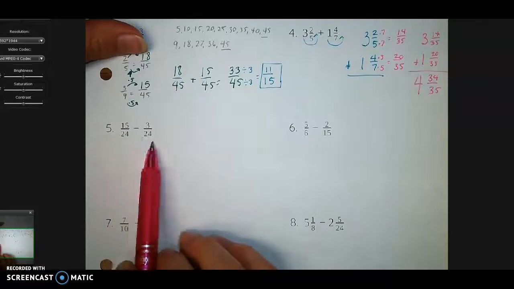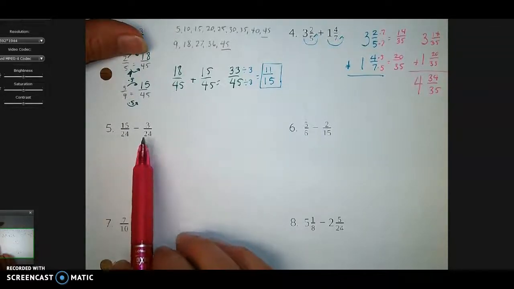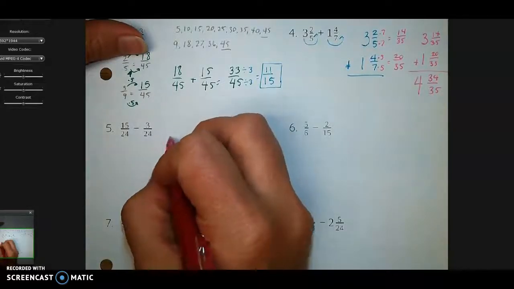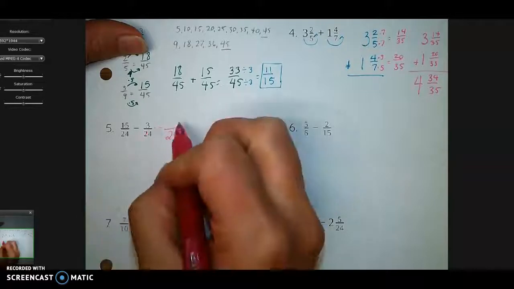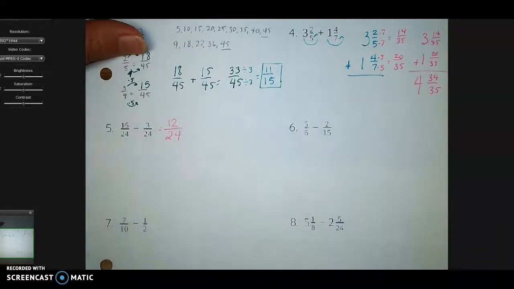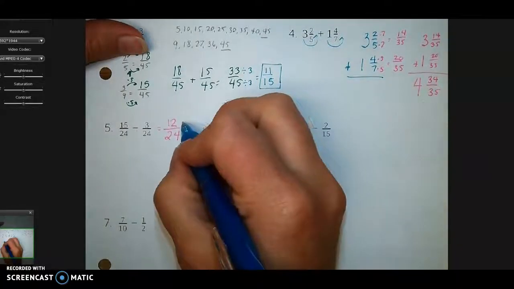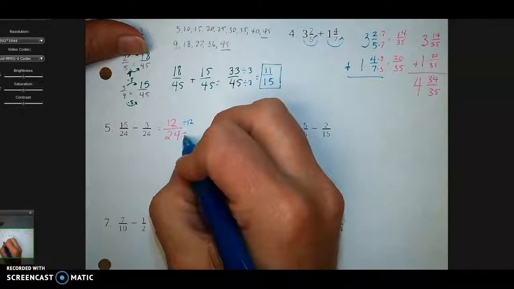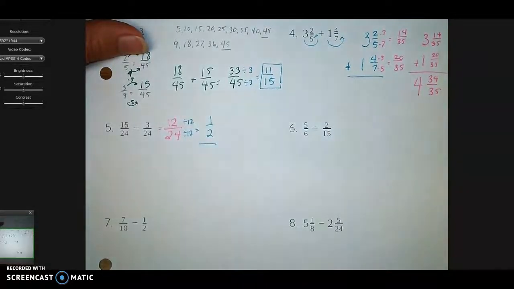For instance, this one already has a common denominator, so the bulk of my work is done for me there. I'm going to keep that common denominator, and then 15 minus 3 is 12. I look at that and I go, I can reduce at least by 2, and if I take a closer look, I notice that 12 is half of 24. So my answer is 1/2.